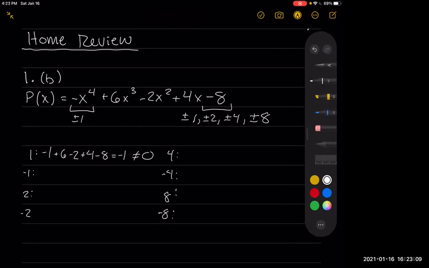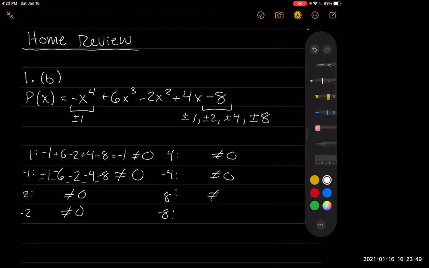Then if we do -1, we have our x to the 4th. -1 to the 4th is +1, so we still get a -1. Then here we'll get a -6 because -1 cubed is -1. Then we'll get a -2, then a -4, and a -8. Since each one of these is a negative number, we know that when we add them together, that will for sure not equal 0. And if you were to go through and compute all of these, you will see that all of these actually do not equal 0.